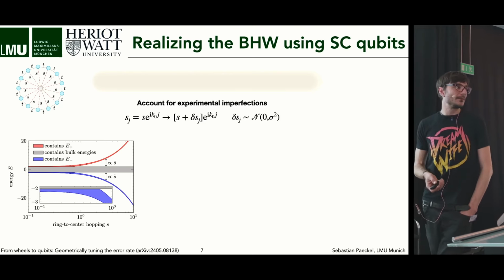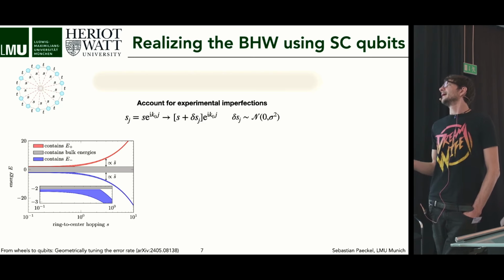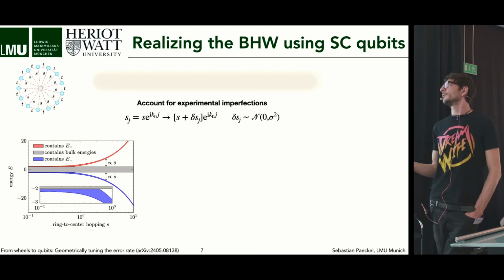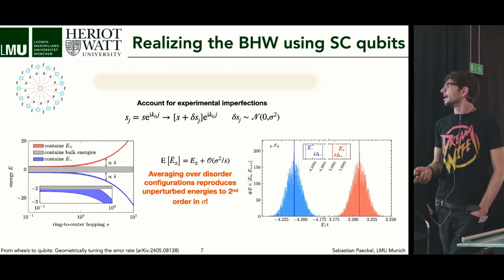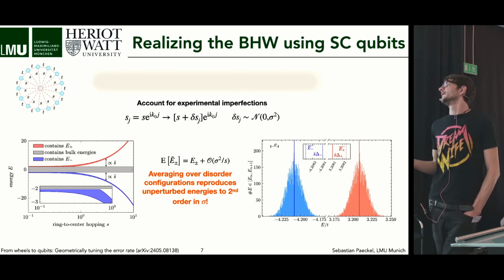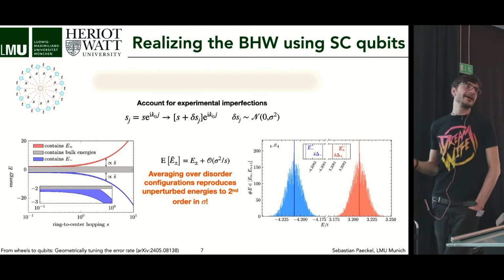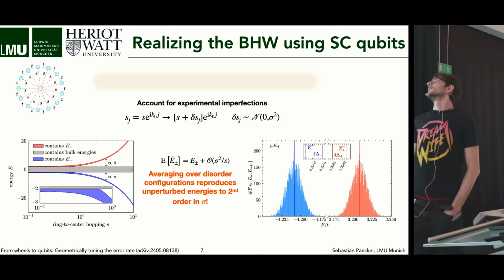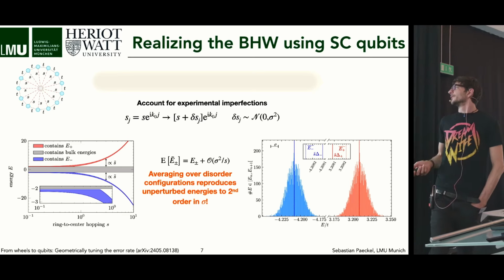solving the single particle problem is not possible anymore, but you can derive bounds. And what you can see here is the single particle spectrum. And again, we find two modes separating from the bulk of the single particle spectrum. The separation is again proportional to the renormalized hopping amplitude. And if you average over these bounds, over disorder realizations, then you figure out, okay, the corrections occurring if we consider random perturbations are second order in the standard deviation of these perturbations. So that was really good news.